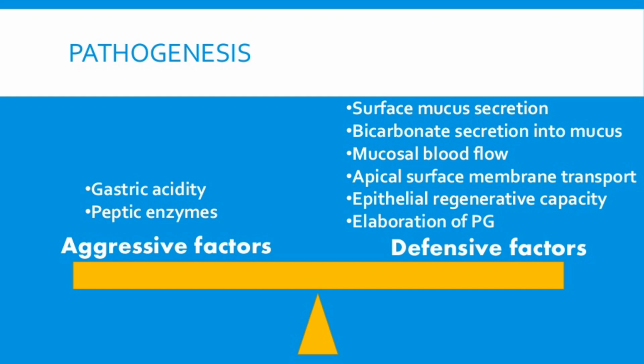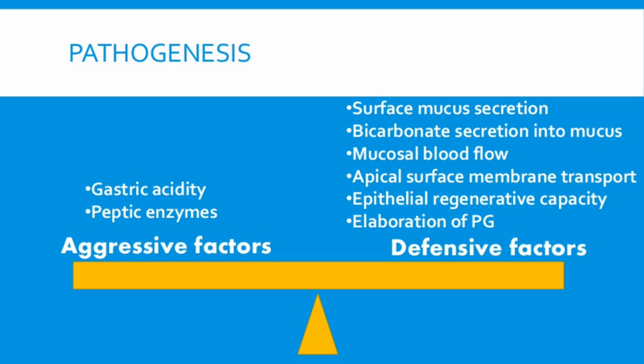Mucosal blood flow provides nutrients and oxygen to the mucosal cells and helps remove harmful substances. And obviously, elaboration of prostaglandins plays a key role in maintaining mucosal integrity by stimulating mucus and bicarbonate secretion and enhancing mucosal blood flow. Epithelial regenerative capacity is also important. The rapid turnover and repair of damaged epithelial cells help maintain the mucosal barrier. So pathogenesis occurs when there is an imbalance between these aggressive and defensive factors. When aggressive factors overpower the body's defenses, the mucosal lining becomes damaged, leading to ulcer formation.